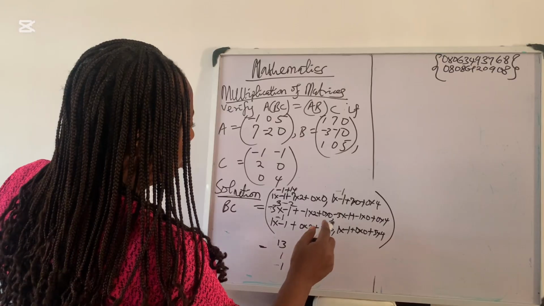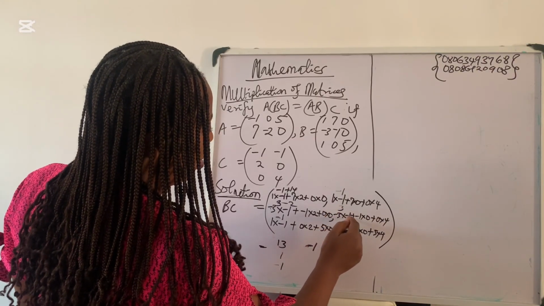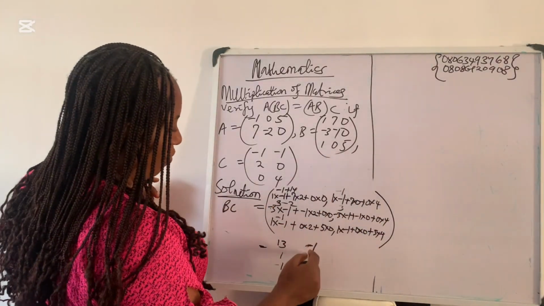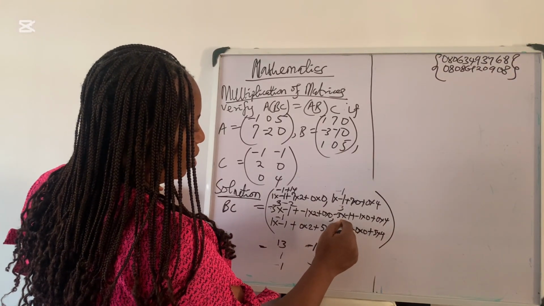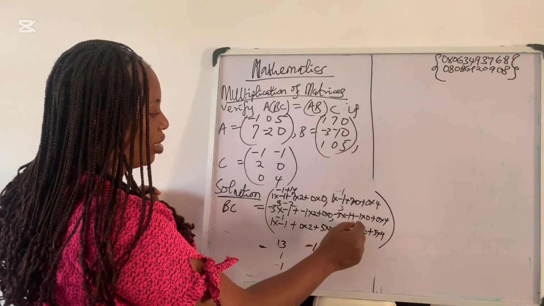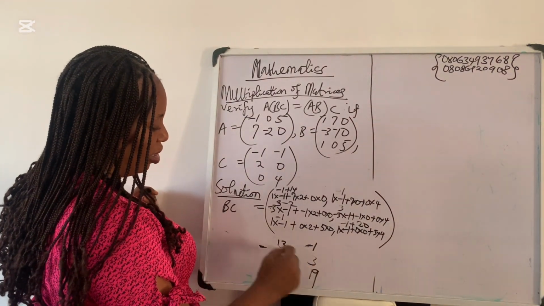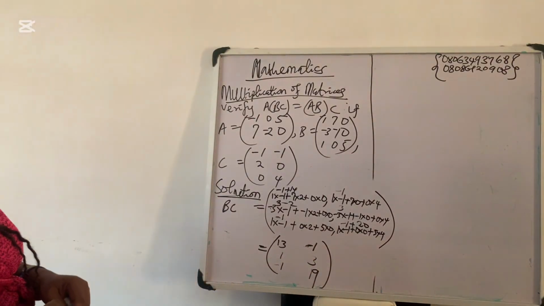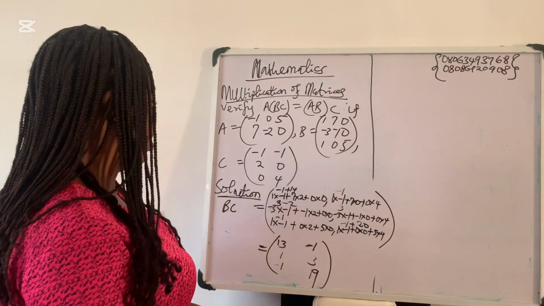Then, minus 3 times minus 1 is plus 3. Minus 1 times 0 is 0. 0 times 4 is 0. So we have 3 here as our answer. Then 1 times minus 1 is minus 1. 0 times 0 is 0. 5 times 4 is 20. Now minus 1 plus 20 is 19. So for BC, it is 13, minus 1, 1, 3, and 1, and then 19.